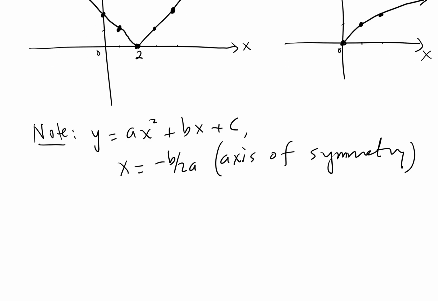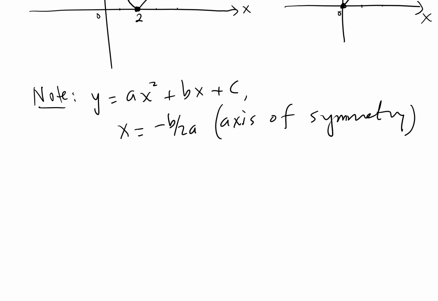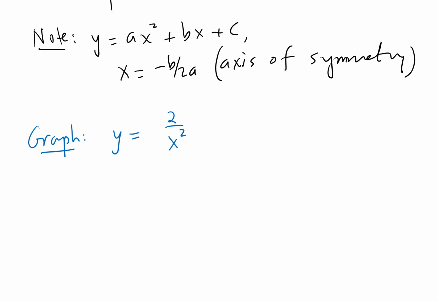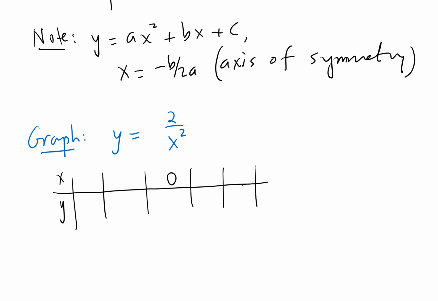We may come across other kinds of functions. For example, let's say we're asked to graph something called rational functions, say 2 over x squared. Well, how do we graph such functions? Let's say I'm going to pick values for x and get corresponding y values. If you pick 0, 2 over 0 is undefined. You can't have that. And I'll show you what that means on the graph.